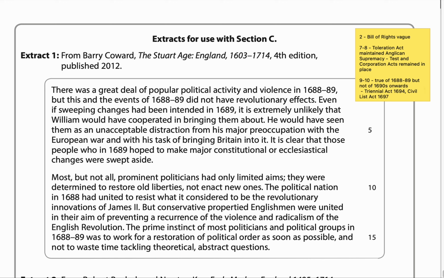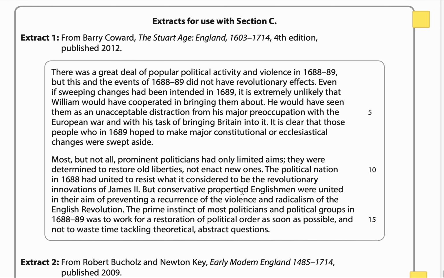Okay, so I think you could challenge Coward on that and say, yes, that's true of 88 and 89, but not if we take a broader outlook. So overall, in summary, for paragraph 1, when you're talking about Coward's interpretation that the Glorious Revolution didn't have revolutionary effects, I think you'd probably argue that Coward is largely convincing and valid when talking about 88 and 89. However, if we take the scope broader, it's less convincing because of the changes that happened in the 1690s.